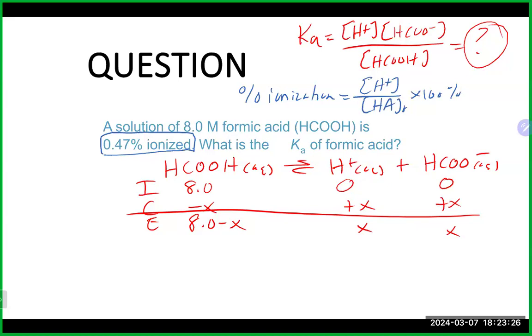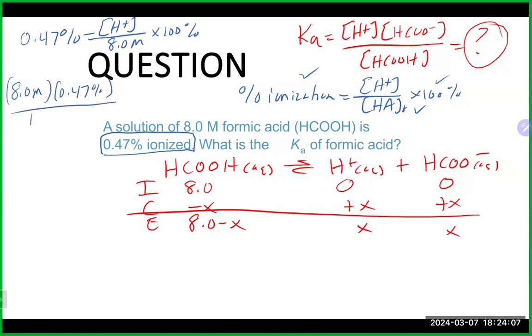So we know the initial concentration of the acid is 8. We know the 100% and we know the percent ionization. So we could actually use the percent ionization to figure out the amount of H plus in the solution at this point. That would mean that we have 0.47% is equal to the H plus concentration divided by our 8 molar, which was our initial concentration, times 100%. We're going to multiply 8 to the other side and divide by 100%. And that will give us our H plus concentration.